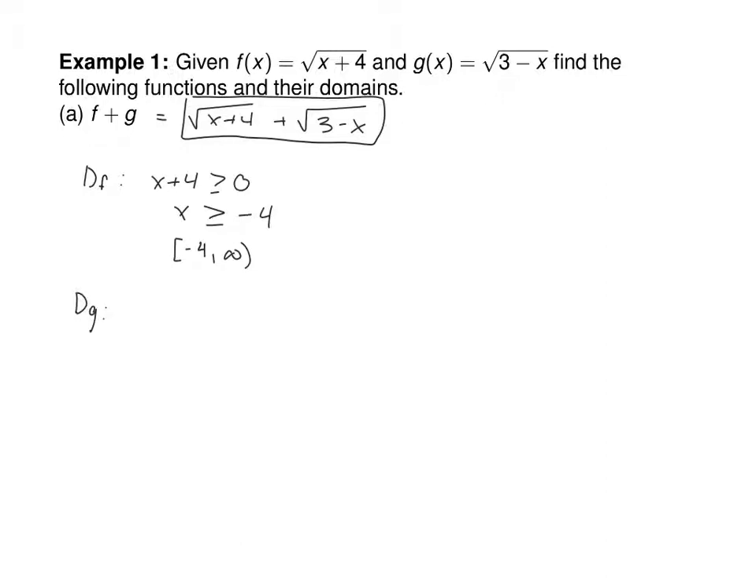Okay, how about the domain of g? What has to be positive? The thing you're square rooting, right? And the thing you're square rooting is 3 minus x. So 3 is bigger than or equal to x by adding x to both sides. Does that make sense? That's the same thing as x is less than or equal to 3, right? So what is that as an interval?